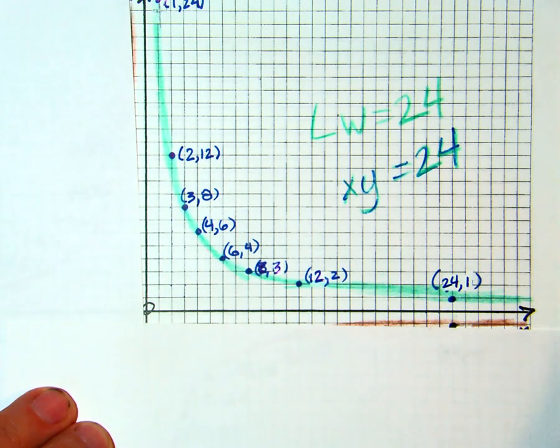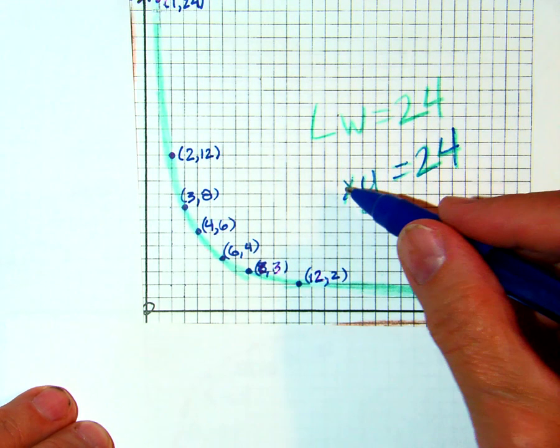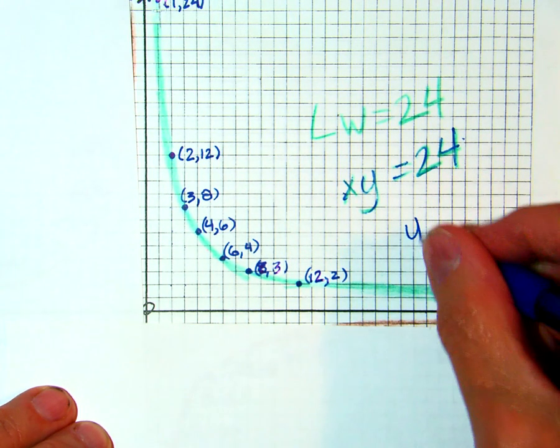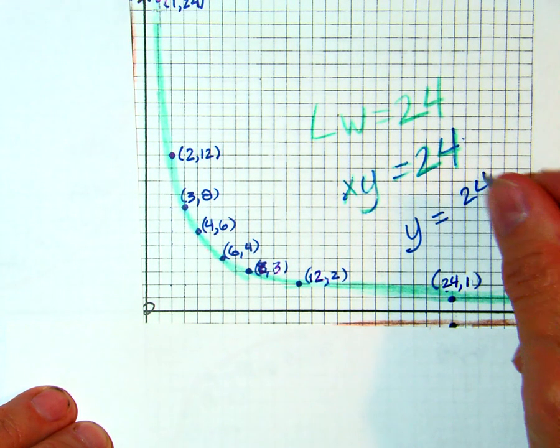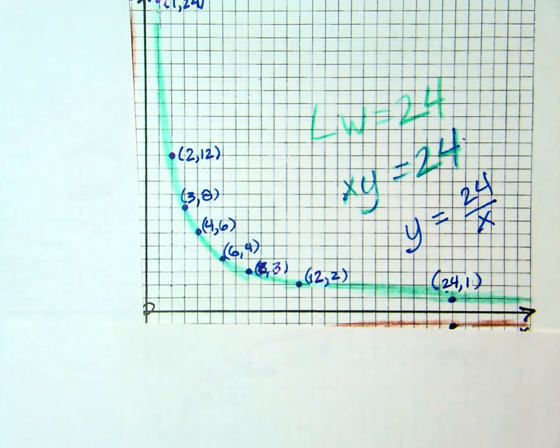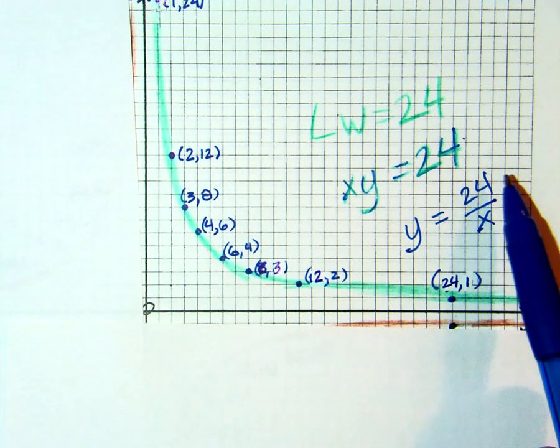Now, a lot of times, especially if you want to put it in the graphing calculator, remember y has to be isolated. So we can divide both sides by x. So another way to write this would be y equals 24 over x. That's this graph. So in each case, it's just the length times the width is 24.